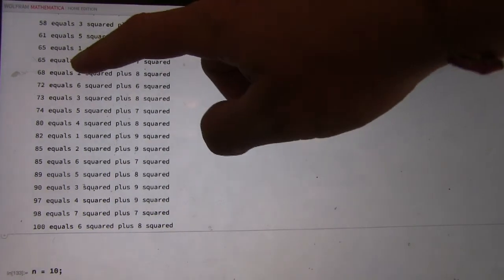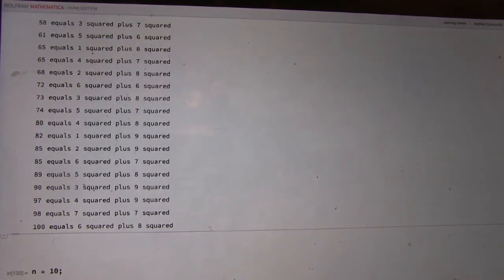You saw 65 had 2. 65 has 2. Is that on screen? Yeah, it is. Oh, 65 is actually the one we played with. Yeah, 1 and 8, 4 and 7. How lucky.